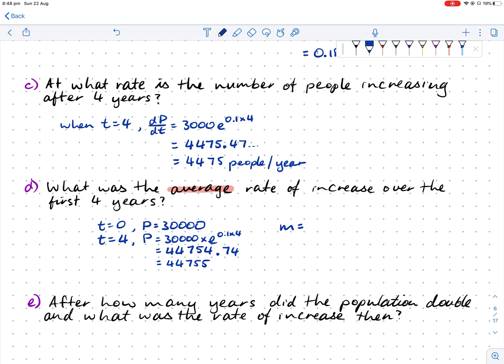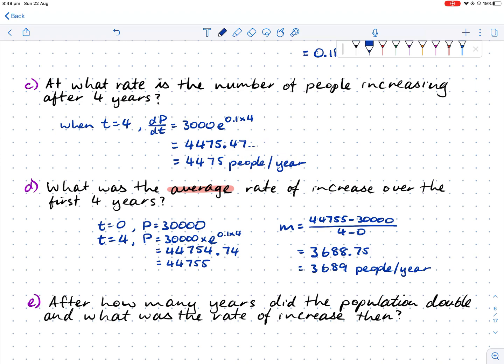So what that means is when we're looking for average, we're looking at gradient. So the gradient is going to be the difference between our two P numbers, population, over the difference in our time. So 44,755 minus 30,000 over 4 minus 0. So 44,755 minus 30,000, if we divide that by 4, that's going to be 3,688.75, or that's 3,689. Again, people per year.